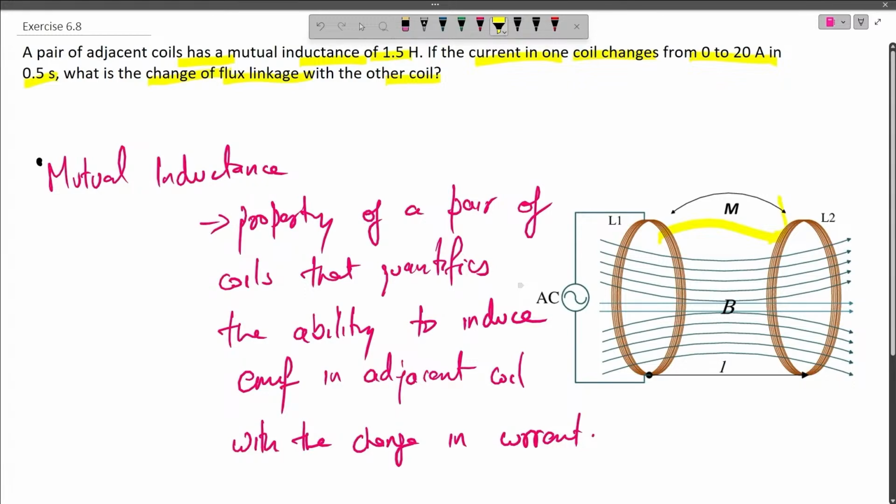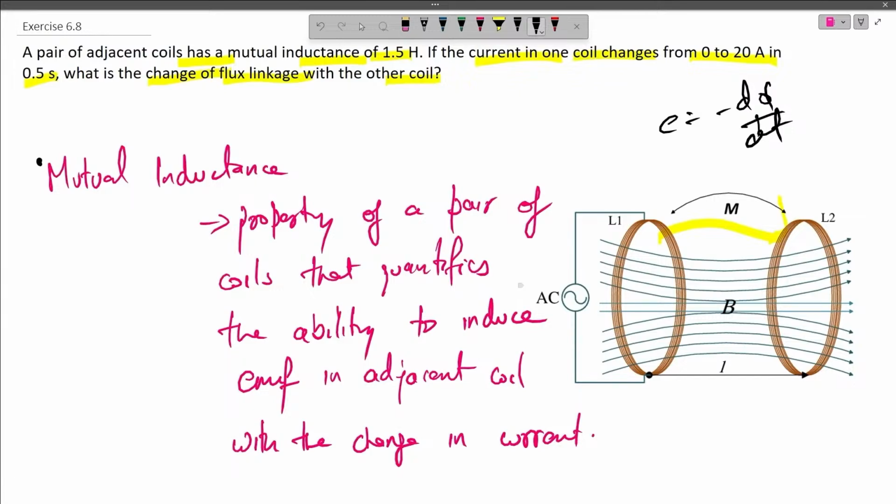So as there is a change in current in this coil, then the associated magnetic flux will change, and that changing magnetic flux will induce EMF, because we know that by Faraday's law, EMF is given by minus d phi by dt. This change in flux will interact with the second coil, and this change will happen with time, so an associated EMF will be induced in the other coil.